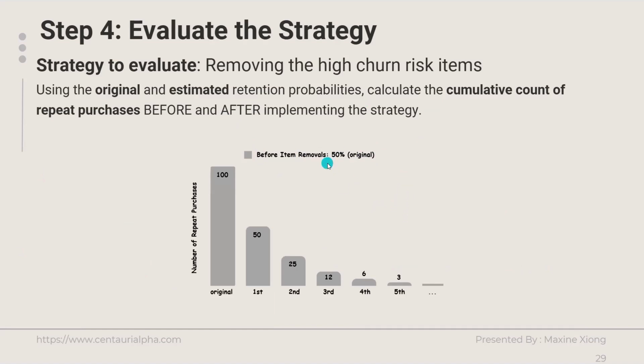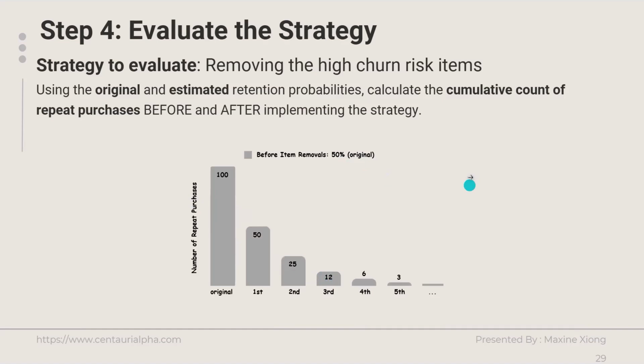The original general retention probability before implementing the strategy is 50%. So applying a retention probability of 50% to these 100 orders would result in 50 orders, leading to subsequent repeat purchases. And these 50 repeat purchases would in turn generate 25 additional repeat purchases, which would further produce approximately 12 repeat purchases and so forth.